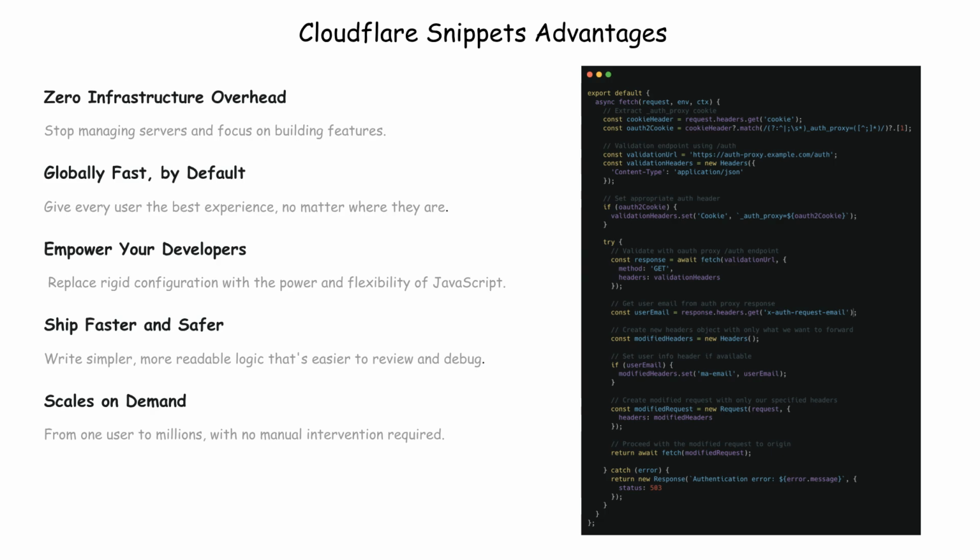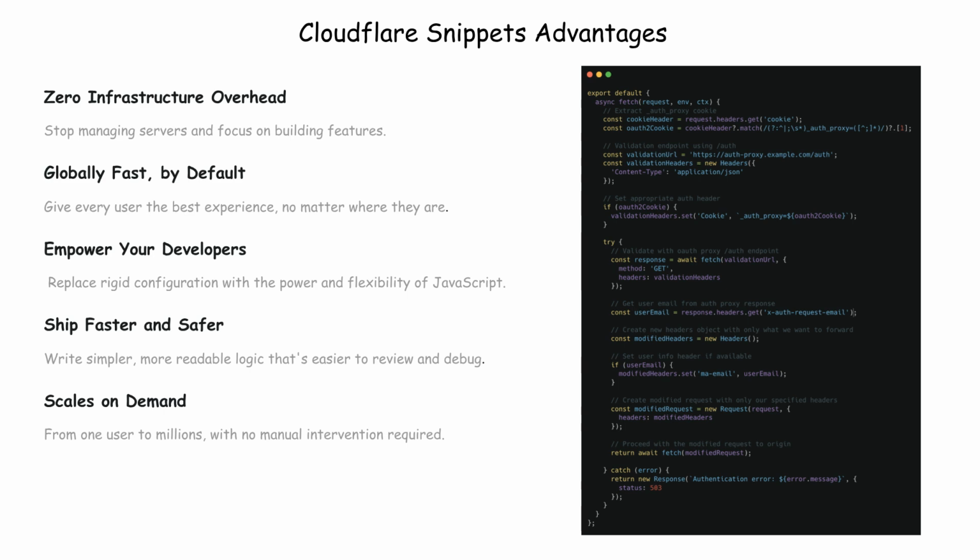We can rewrite our entire authentication logic in a snippet, and as you can see, the code is explicit and readable. Let's walk through it. The function starts by grabbing the incoming cookies. It uses a regular expression to find the specific session cookie we care about. In this case, _auth_proxy. Next, it prepares to call our external authentication service. Notice the if statement. It only adds the session cookie to the validation call if that cookie was found in the user's request. Then, we get to the core logic, all wrapped in a try/catch block, which gives us fantastic error handling right out of the box.